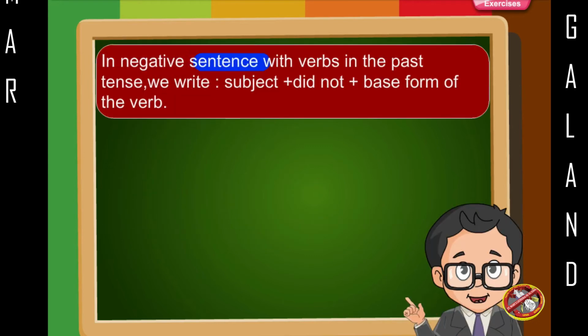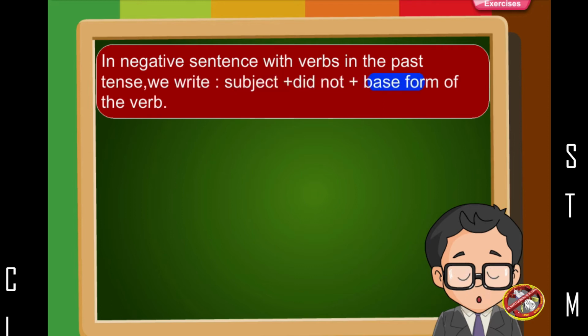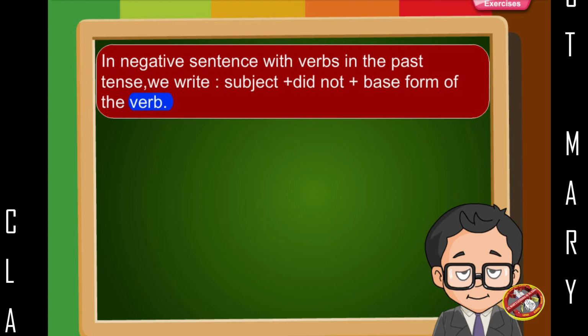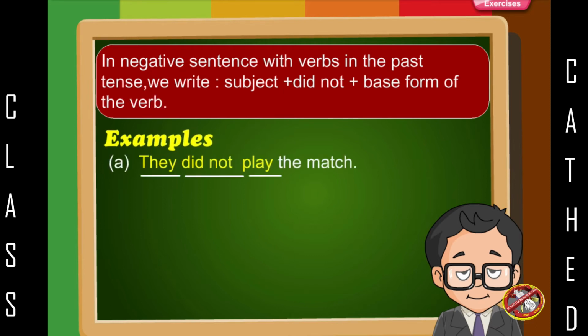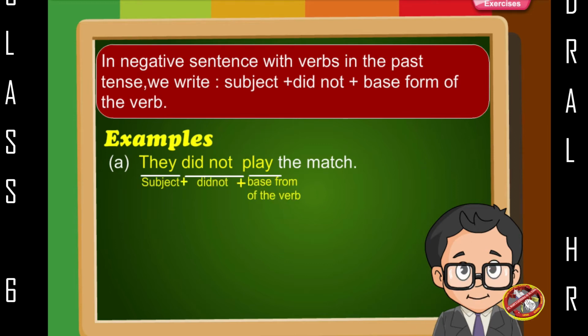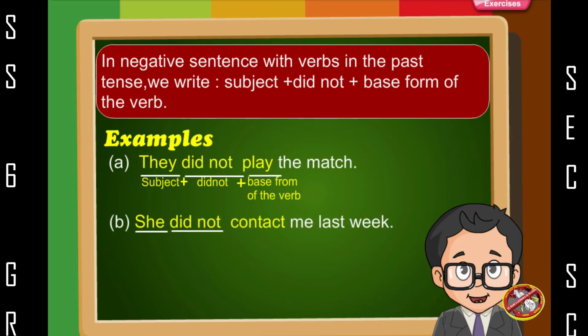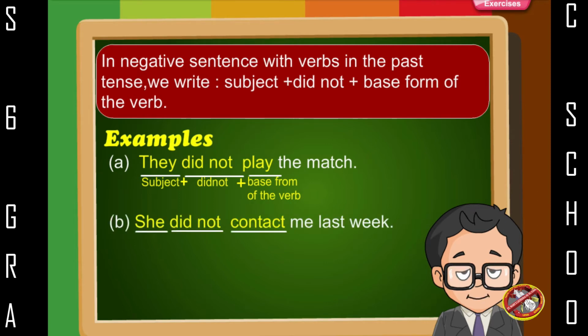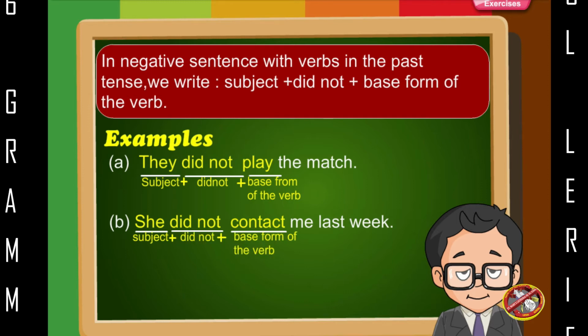In negative sentences with verbs in the past tense, we write subject plus did not plus base form of the verb. Examples. They did not play the match. Subject. Did not. Base form of the verb. She did not contact me last week. Subject. Did not. Base form of the verb.